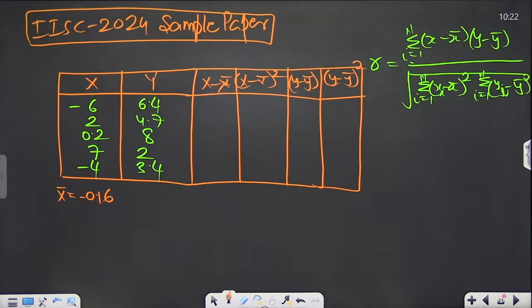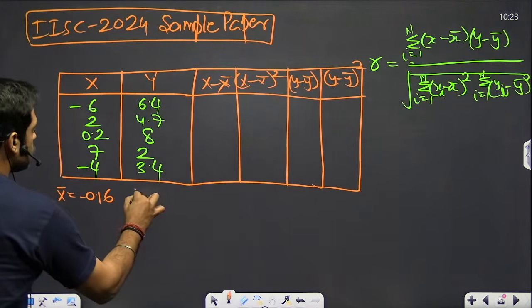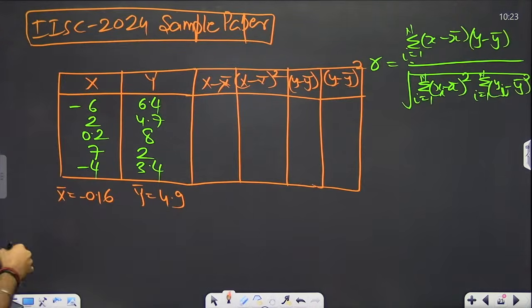And what would be y bar here? So y bar you would be getting as 4.9. Okay, so this would be y bar, 4.9. Then you have to just complete this table, right? Just complete this table: x minus x bar, y minus y bar, and the whole square of this.